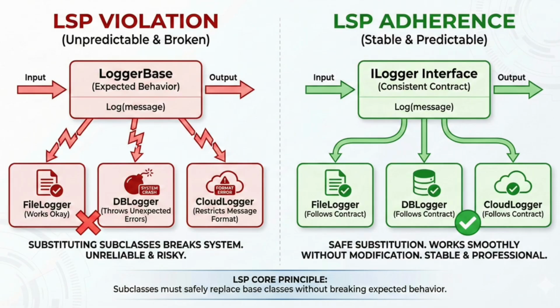LSP done correctly. In the correct design, we define a clear and stable logger interface or base logger class with a contract like log(message). Every logger, file logger, database logger, cloud logger, monitoring logger, must follow the same expectations, maintain consistent behavior, not break functionality, not surprise the system. So now, any logger subclass can safely replace the base logger. The system remains predictable and reliable. Logging can switch easily without breaking anything. The application becomes professional and future ready.